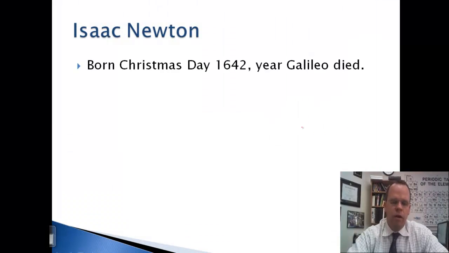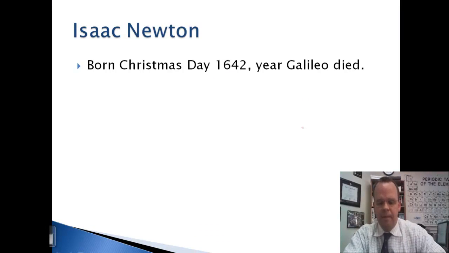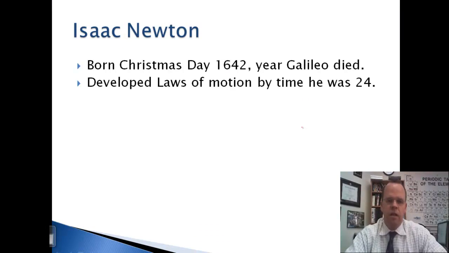Isaac Newton, who was born on Christmas Day, 1642, which is also the year Galileo died, was the first one to give us these laws of motion. He actually came up with these laws of motion by the time he was 24 years old.